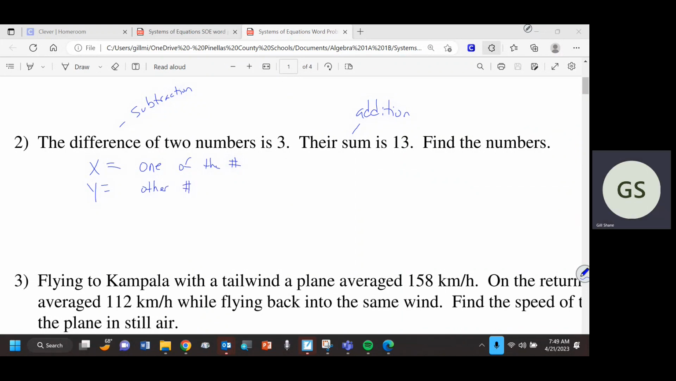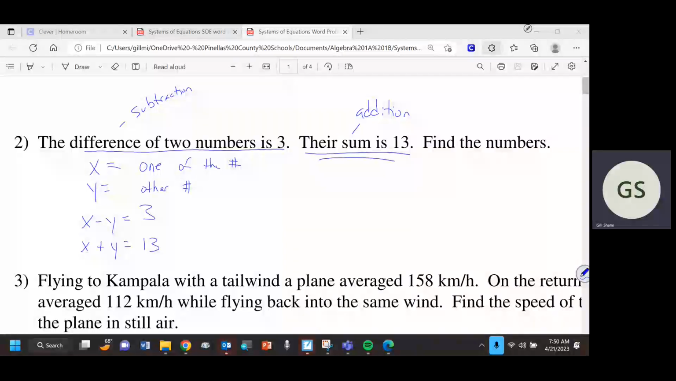Actually, this is good that we're doing this since I just started recording. So now we just have to say, okay, what's the rule? One of the rules is the difference between them has to be 3. Difference means subtraction. So when I subtract those numbers, I have to get 3. That's the rule. So your rule becomes your equation. The other rule is when I add those numbers, I have to get 13, right? So this was the other rule.